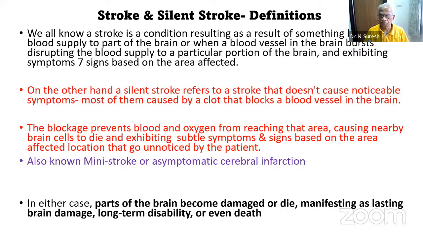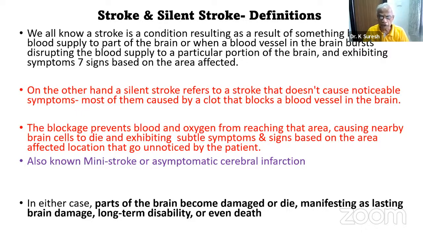Basic definition, Batul has already read you. What we need is some blood vessel which gets blocked either due to clot, or sometimes there may be hemorrhage because of the bursting of small vessels. That leads to certain signs and symptoms. This is in general for a stroke.